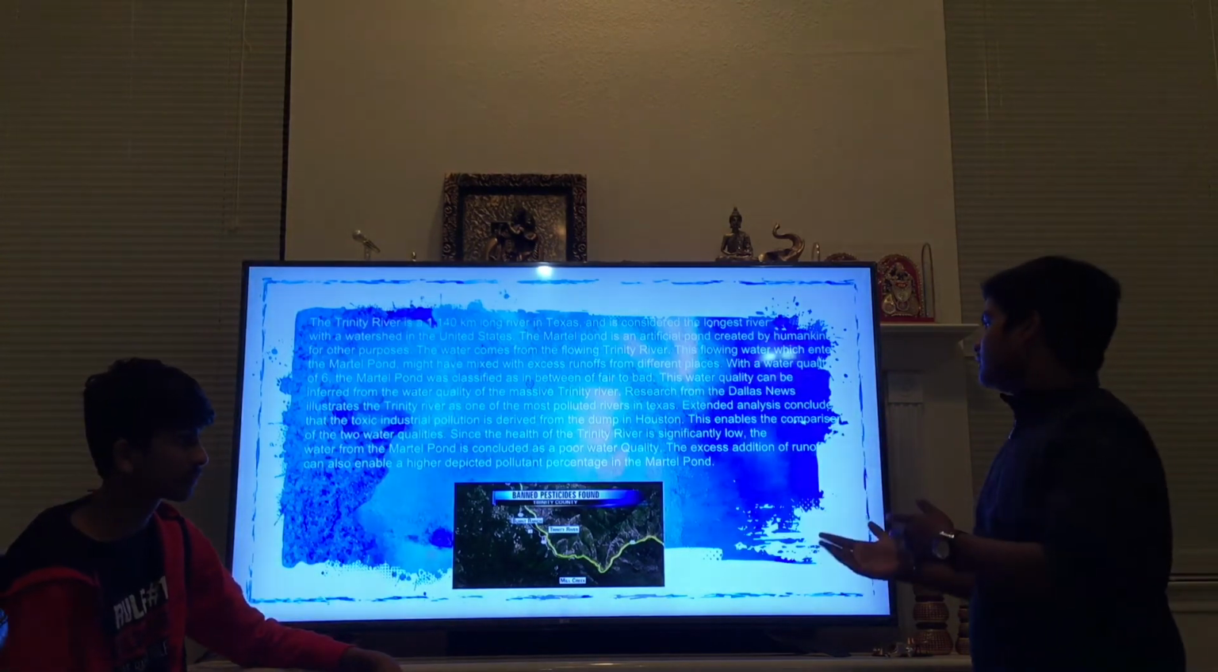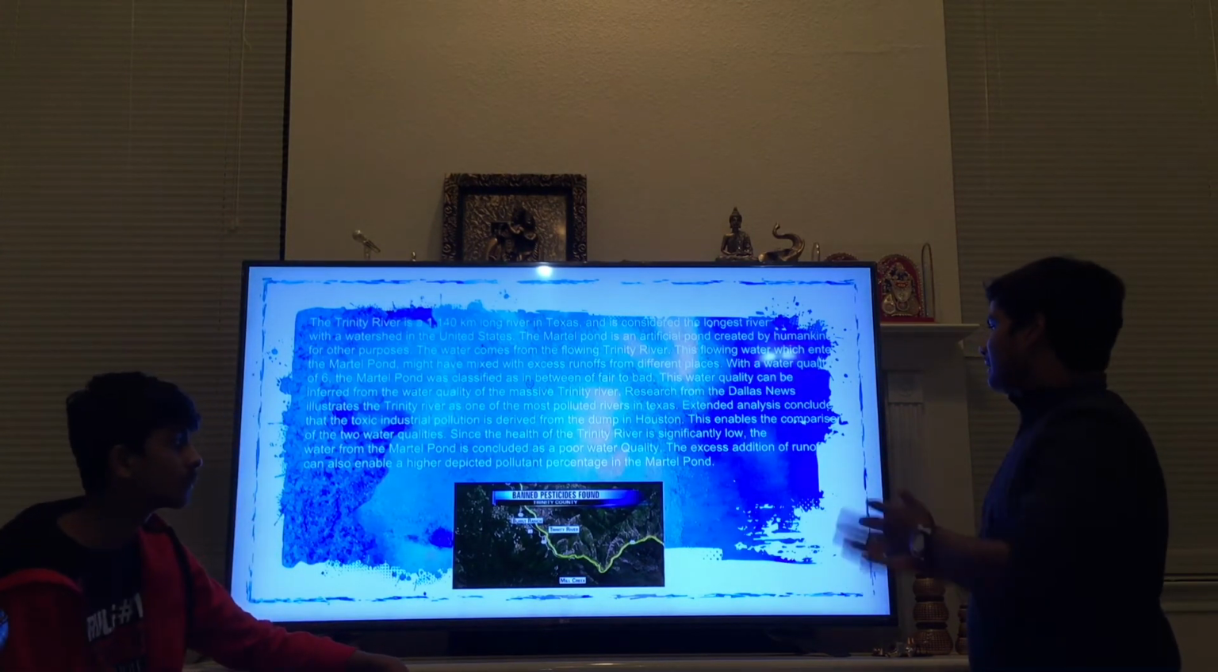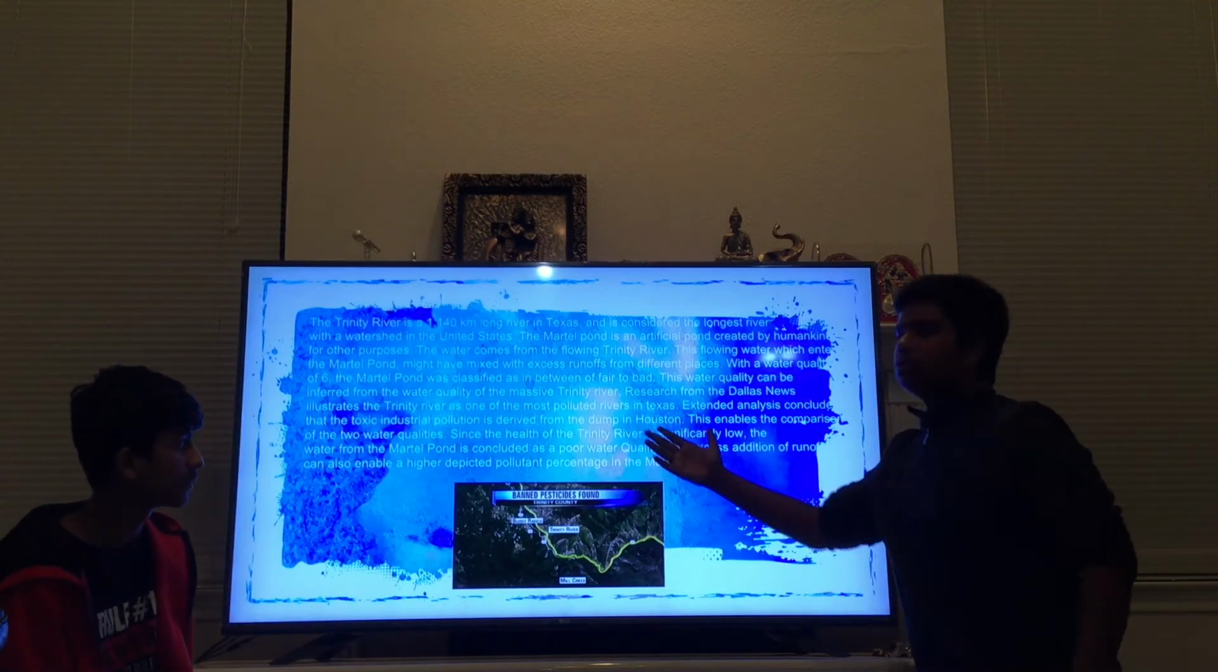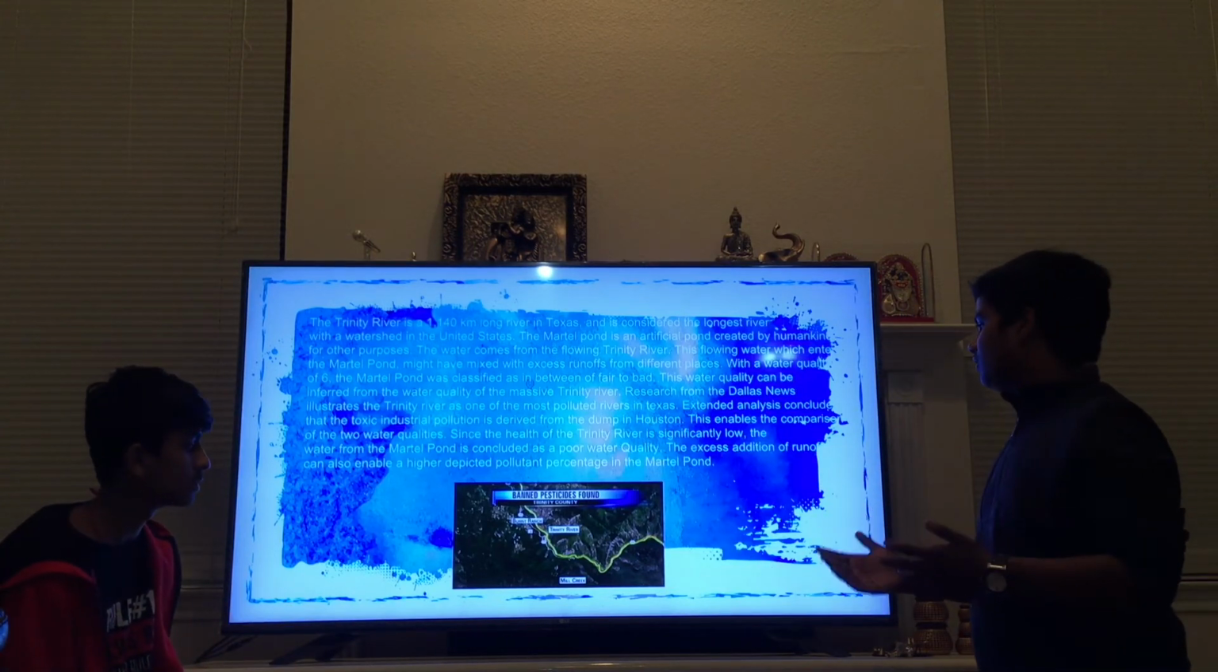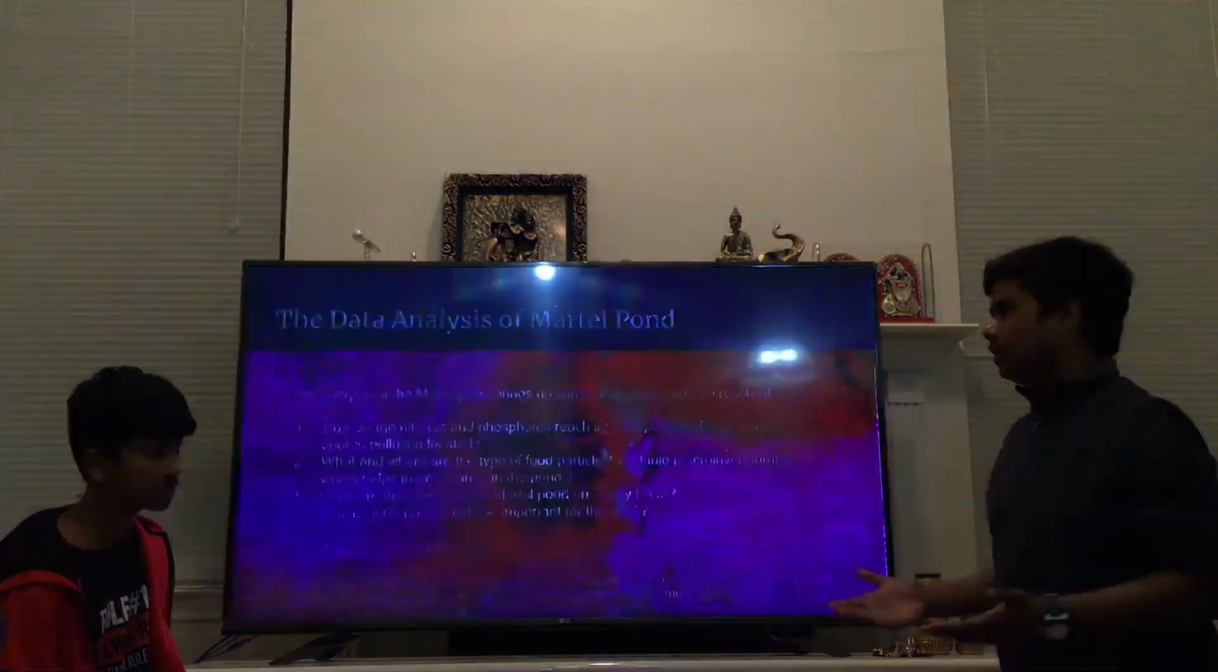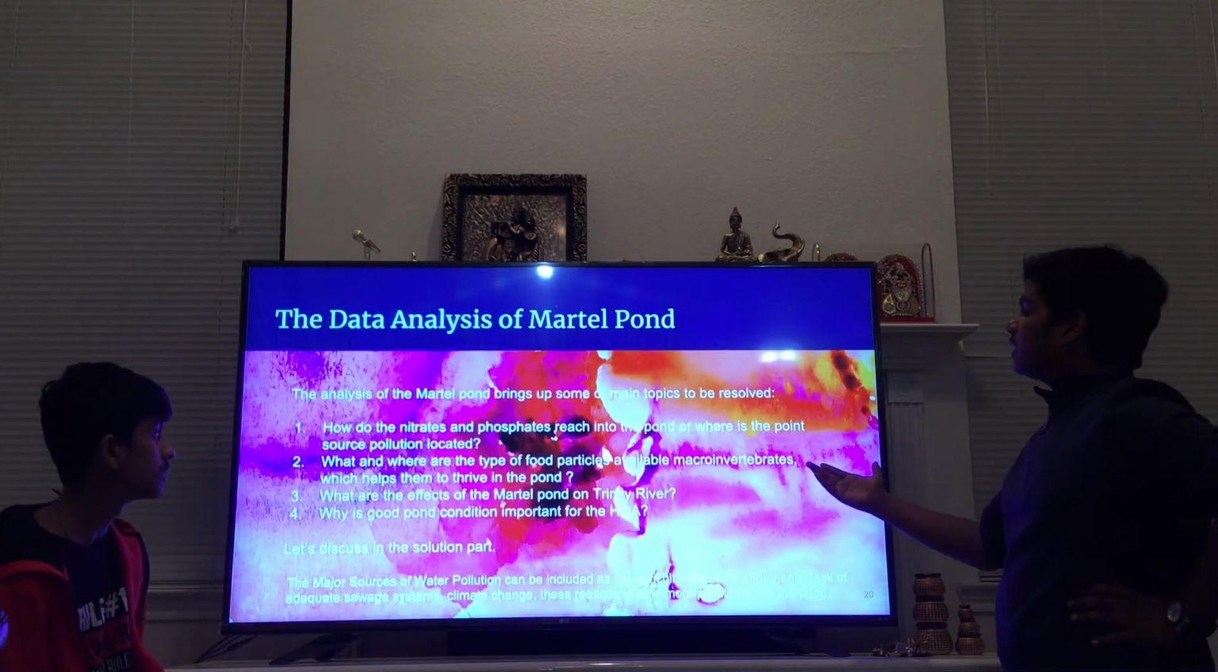As you can see, this is also an example of non-point source pollution because there's not exactly one source like the dump in Houston. There can be other sources added to the river along its way, which disturb the condition of the Martel Pond. So this is the data analysis of the Martel Pond.